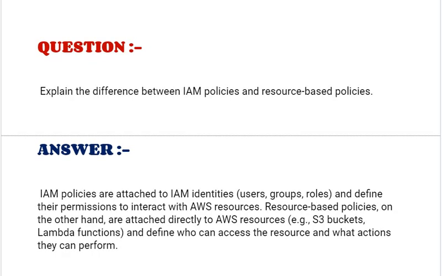Our next interview question is, explain the difference between IAM policies and resource-based policies. Your answer should be IAM policies are attached to IAM identities, that is users, groups and roles, and define their permissions to interact with AWS resources. Resource-based policies, on the other hand, are attached directly to AWS resources, for example, S3 buckets, Lambda functions, and define who can access the resource and what actions they can perform.